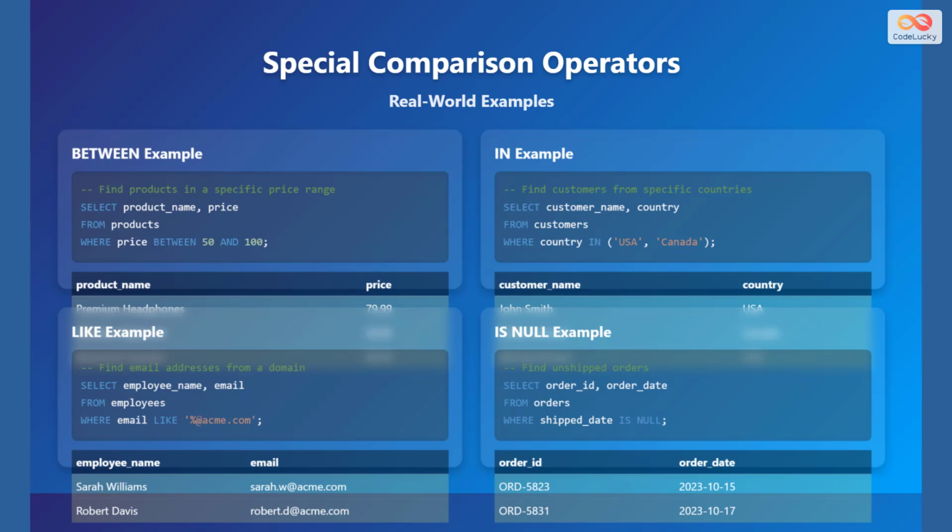The fourth example finds unshipped orders. It selects the order ID and order date from the orders table where the ship date is null. The result table shows the unshipped orders, such as ORD5823 and ORD5831.